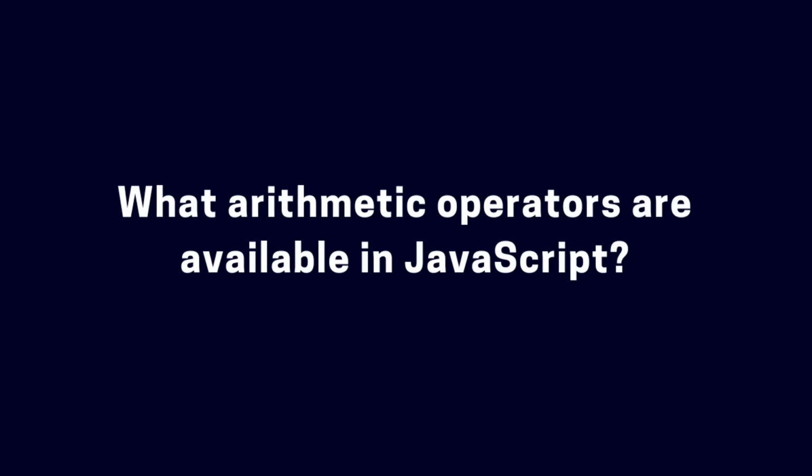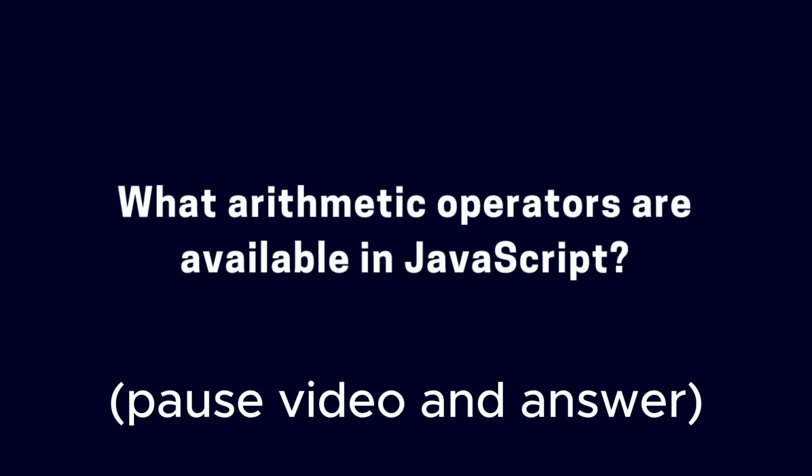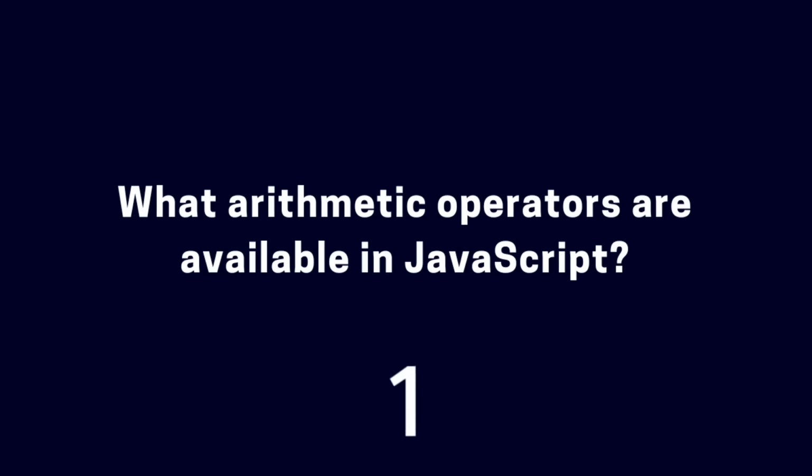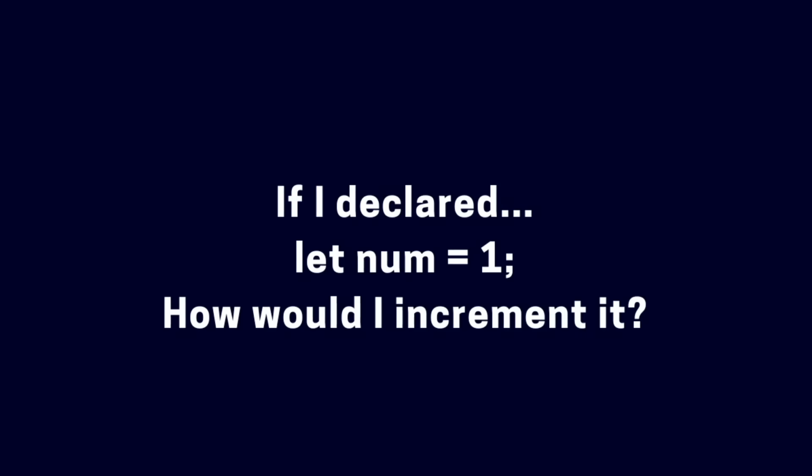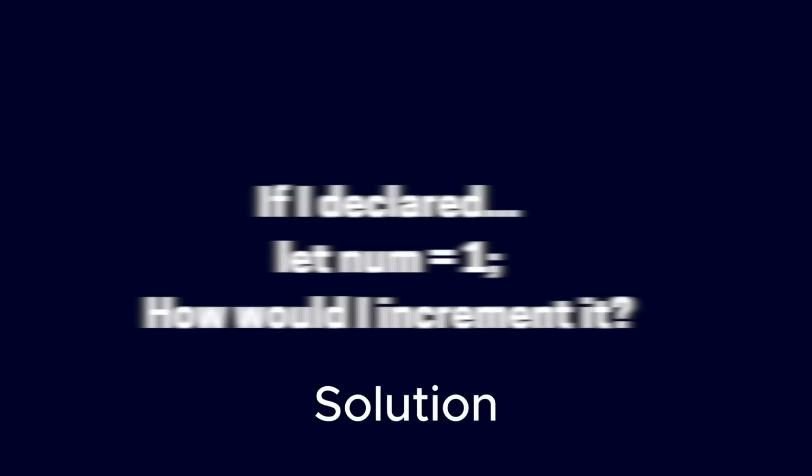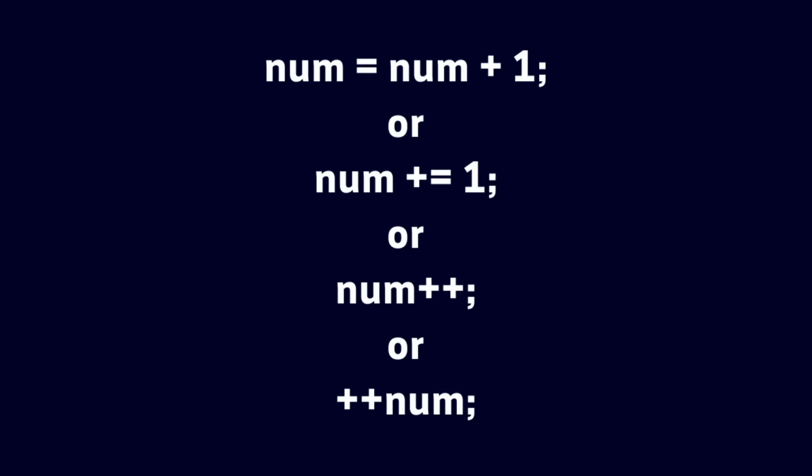What arithmetic operators are available in JavaScript? Arithmetic operators are symbols used in programming languages, including JavaScript, to perform common mathematical operations on numbers. These include addition, subtraction, multiplication, division, modulus, increment, decrement, and exponentiation. If I declared let num assigned to 1, how would I increment it? There are 4 ways to increment a number in JavaScript. You can do num is assigned to num plus 1, or you can use the shorthand of num plus equals 1, or the syntactic sugar of num plus plus, or you can do it incrementing before the variable name.